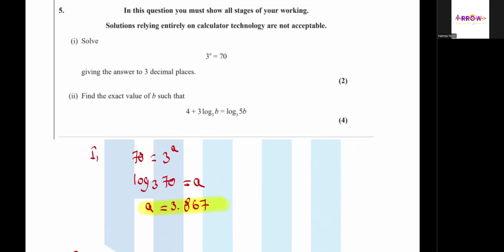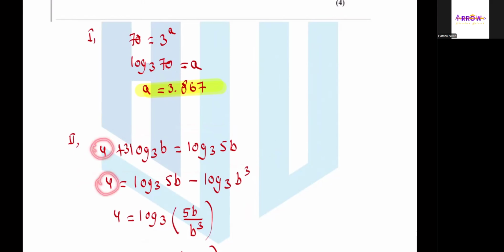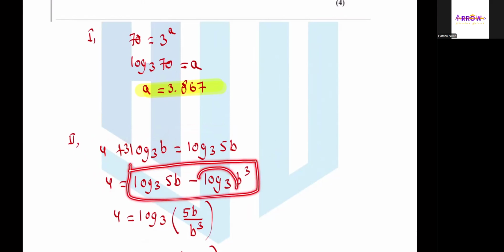First of all, I copied the equation, which is not important to do. You can just start your working with this step. First, I kept this 4 on the left side and collected the terms of the logarithms on the other side. In place of 3 multiplied by log with base 3 argument b, according to the power law, this 3 will go in the power. So I can say log with base 3 argument 5b minus log with base 3 argument b cube.